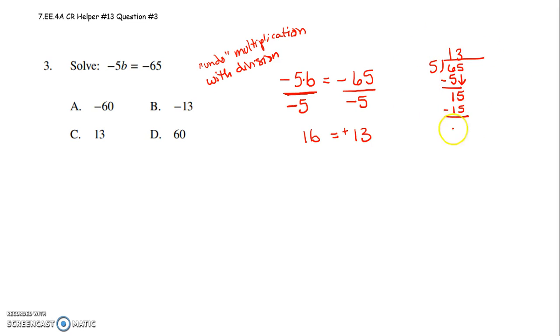There we go. I just wanted to show you, in case any of you needed the review on the long division. And what's 1b the same as? 1b is the same as just b. So b equals 13.